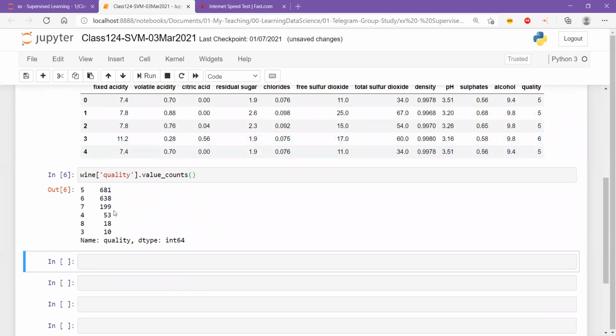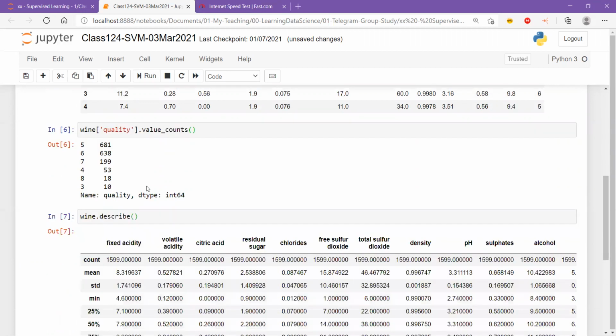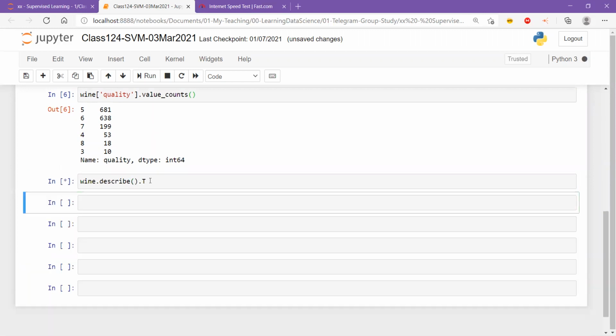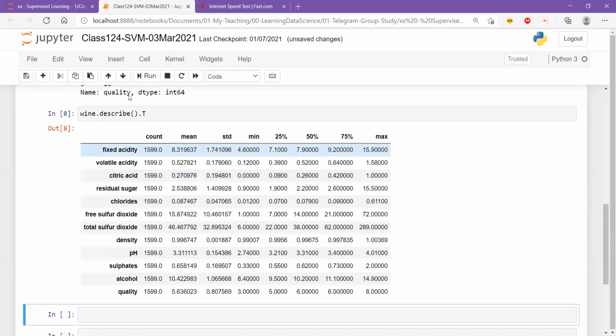Okay, this is a multi-class classification problem, and I have imbalanced data also. I'm going to show you one technique by means of which we can take care of imbalances in the data. But let's try to look at the data first. I'm going to do a describe, and I also use another way to do the describe, which is like doing a transpose. So I do describe.T and it is going to transpose.